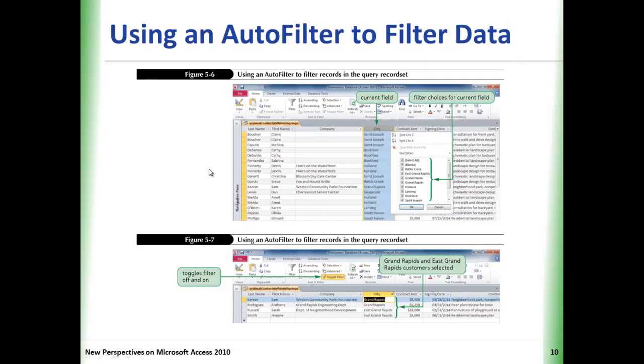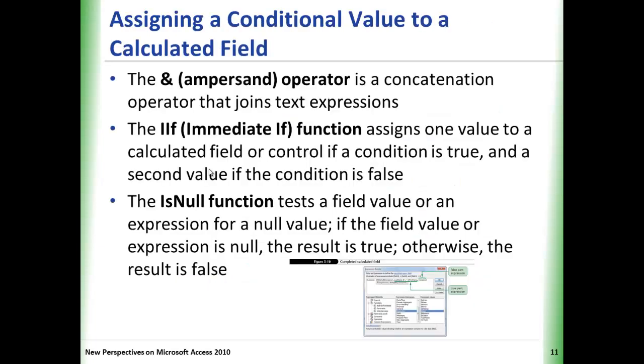We'll learn to use an autofilter. Autofilter is done through Datasheet View, and you may be familiar with it from your work in Excel. And if we are asked to do the same filter over and over again, there is an option to save it as a query. We don't do that in this particular tutorial, but it is taught later on in the book. We're going to look at assigning a conditional value to a calculated field. In other words, we're going to write an immediate if.